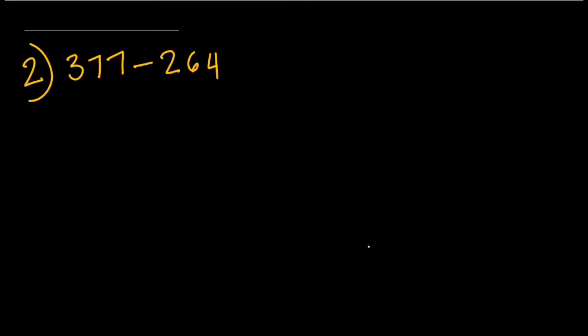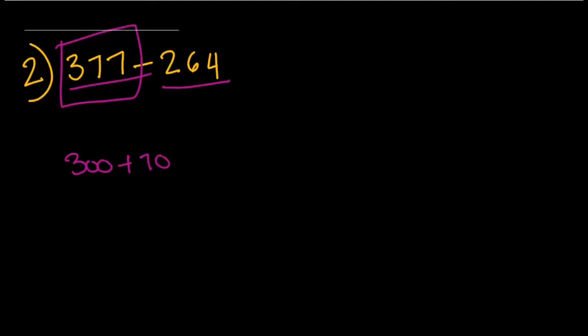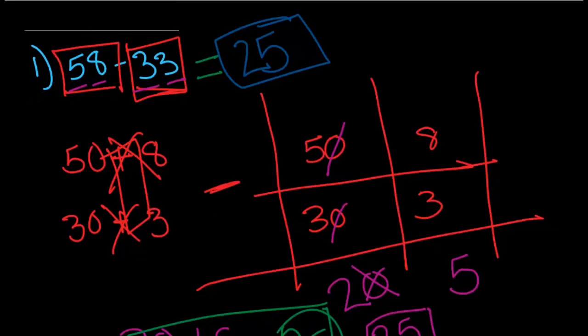All right, so the second question is 377 minus 264. First, let's type 377 in expanded form. 377 in expanded form is 300 plus 70 plus 7. 264 in expanded form is 200 plus 60 plus 4. Now we have to write it with the lines like it's written right over here. We have to write it just like that.